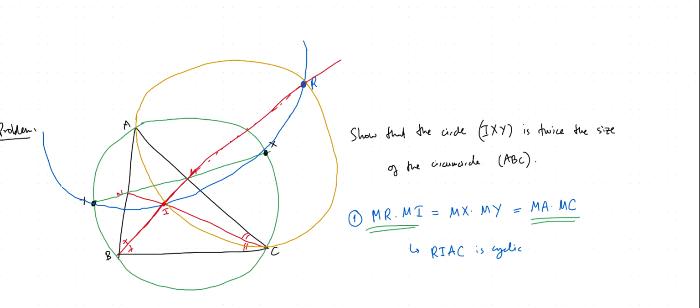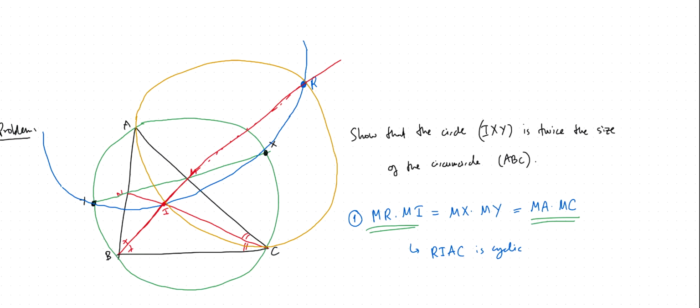We can calculate angle CAR. It's just equal to the sum of B over 2 plus C over 2. And it's equal to 180 minus A over 2. So AR must be the external angle bisector of A. So it's the excenter, because this is the figure that we have, right?